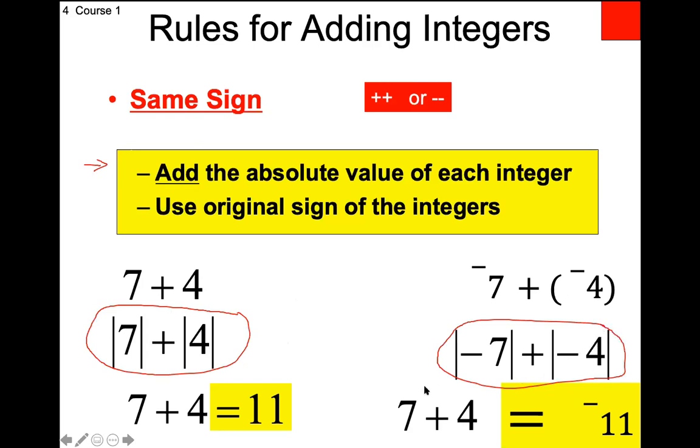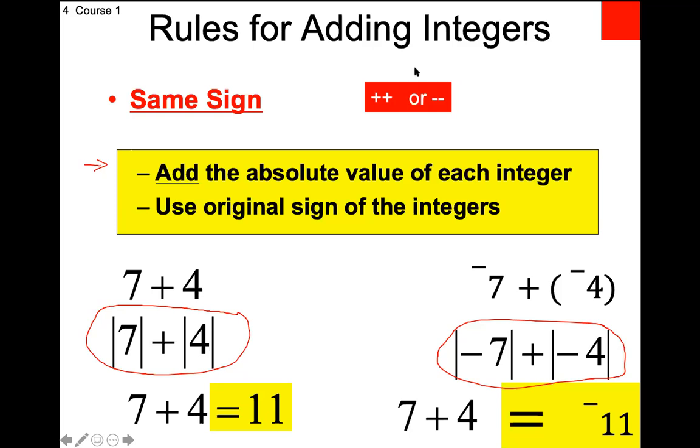This is what you do in your head. You don't write this down. You do this in your head. You take the absolute value of each number. The absolute value of 7 is 7. The absolute value of 4 is 4. We add 7 plus 4, we get 11.